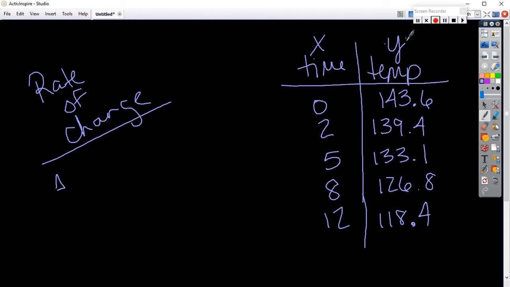All right, so I'm going to do change in temp divided by change in time. So the triangle would literally just be change. Delta.